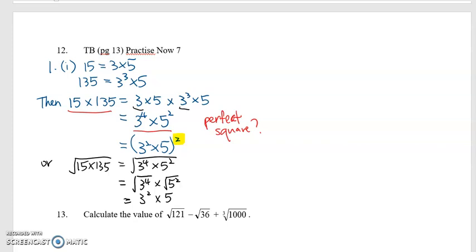So either you use this and say that since it can be written as n square, where n is a whole number, then this is a perfect square. Or you can use the second way of explaining it and say that since the square root of the number is a whole number, then the one without the square root, 15 times 135, is a perfect square. Okay, let's go on to part 2.